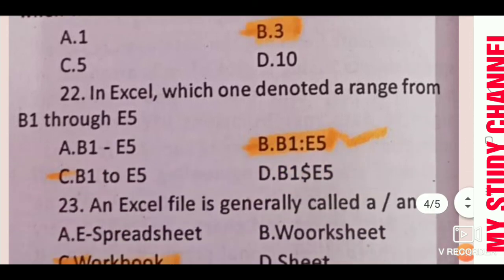Next question is in Excel which one denoted a range from B1 through E5? Here answer is option B, that is B1 is to E5. In Excel which one denoted a range from B1 through E5? Here option B is the right answer, that is B1 is to E5.